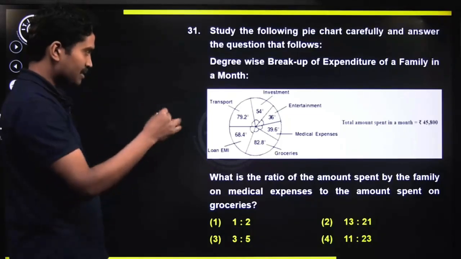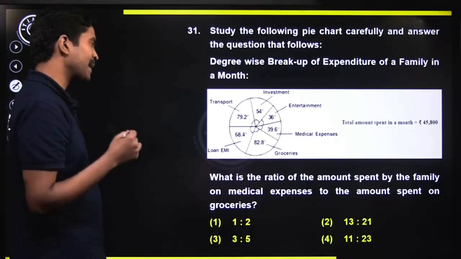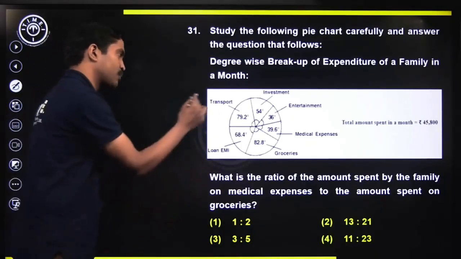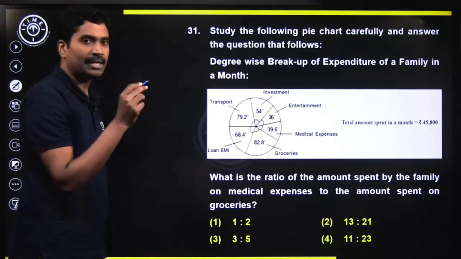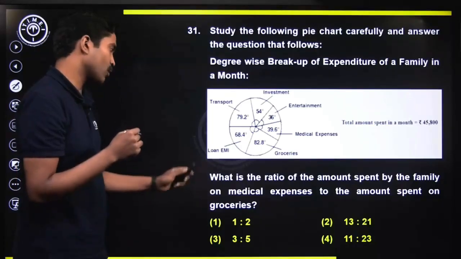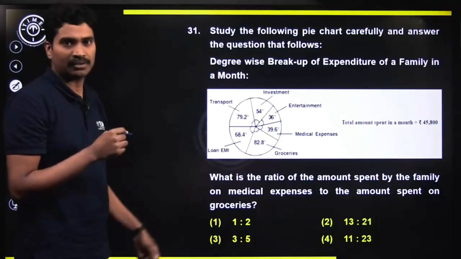Study the following pie chart. It's the same pie chart again. What is the ratio of the amount spent by the family on medical expenses to the amount spent on groceries? Okay, medical expenses, how much are we spending? 39.6 by 360 into 45,800. And what about groceries? 82.8 by 360 into 45,800.